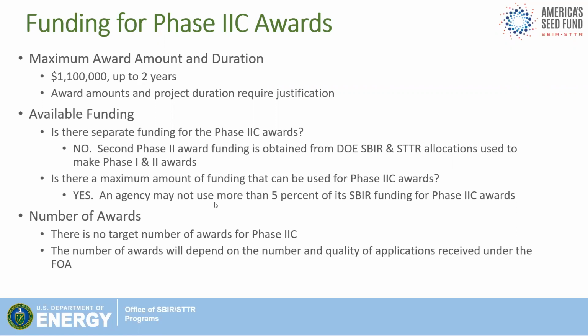But we are not allowed to use more than 5% of our SBIR funding for phase 2C awards. There's no target number of awards, and it does depend on the number and quality of phase 2 applications received under this funding opportunity announcement.